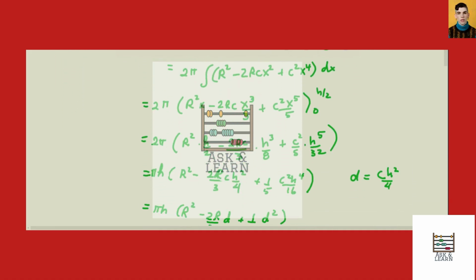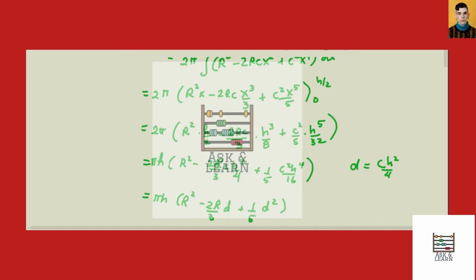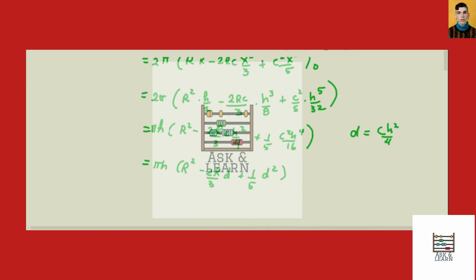All right, 1/3 pi h in the front. Okay, so I'm going to go ahead and factor a 1/3 out. So that means this is now 3r squared, because 1/3 times 3 will give you 1. And this is 2rd, and this is 3/5 d squared.